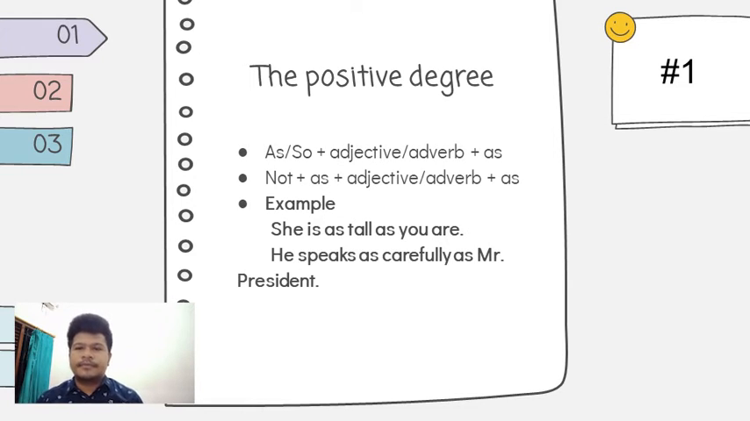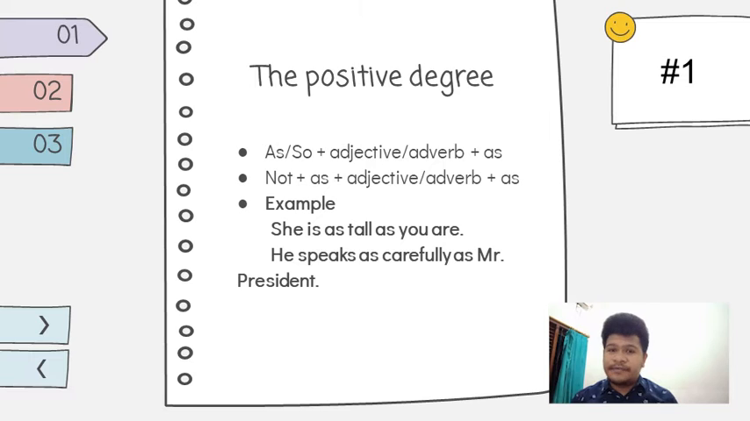The first one, the positive degree. This positive degree offers no comparison, so it just tells us about the existence of equality. So we can use the principles. As you can see, we have as or so plus adjective or adverb and then plus as. It is for positive sentence, and for the negative one, not plus as plus adjective or adverb and plus as.